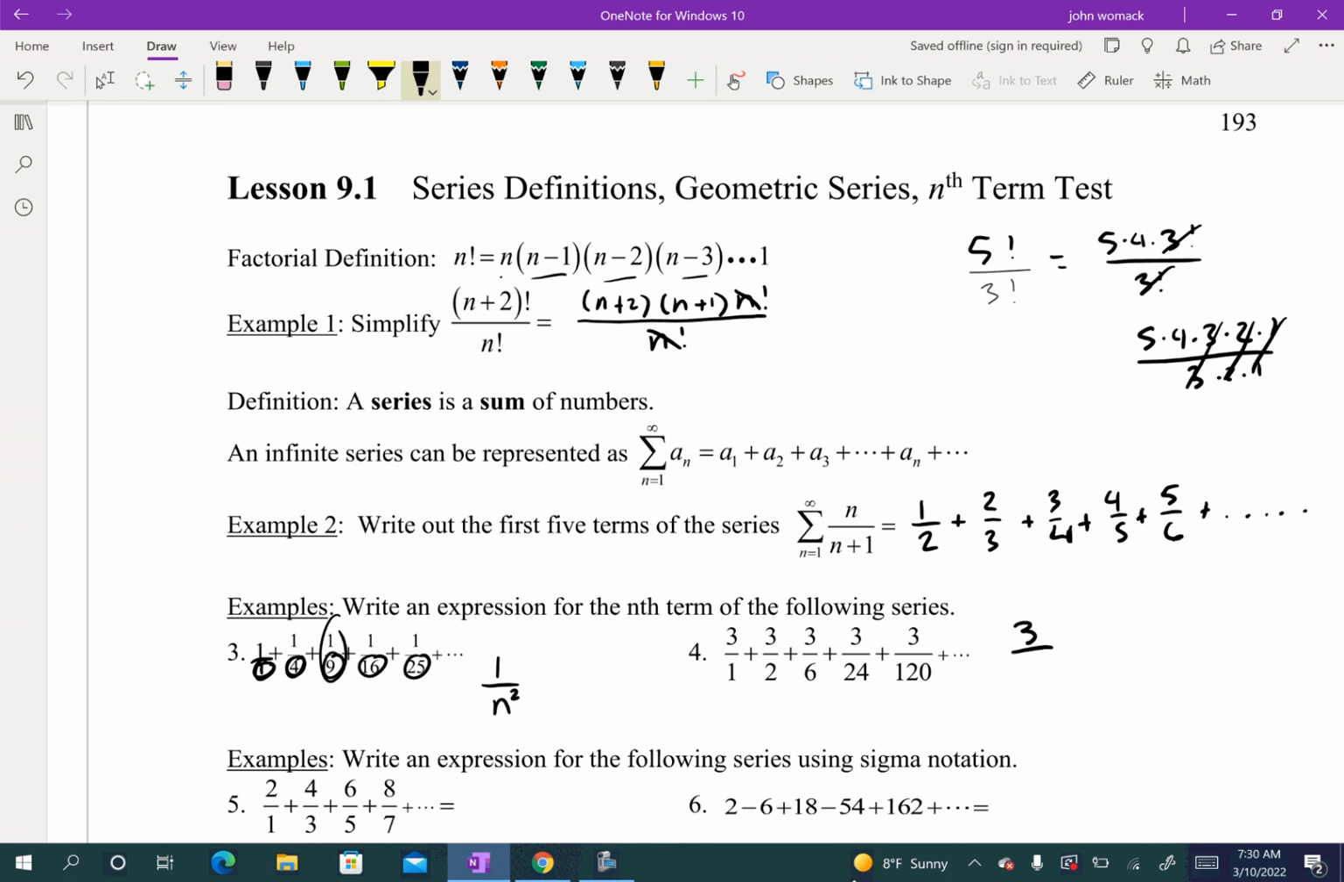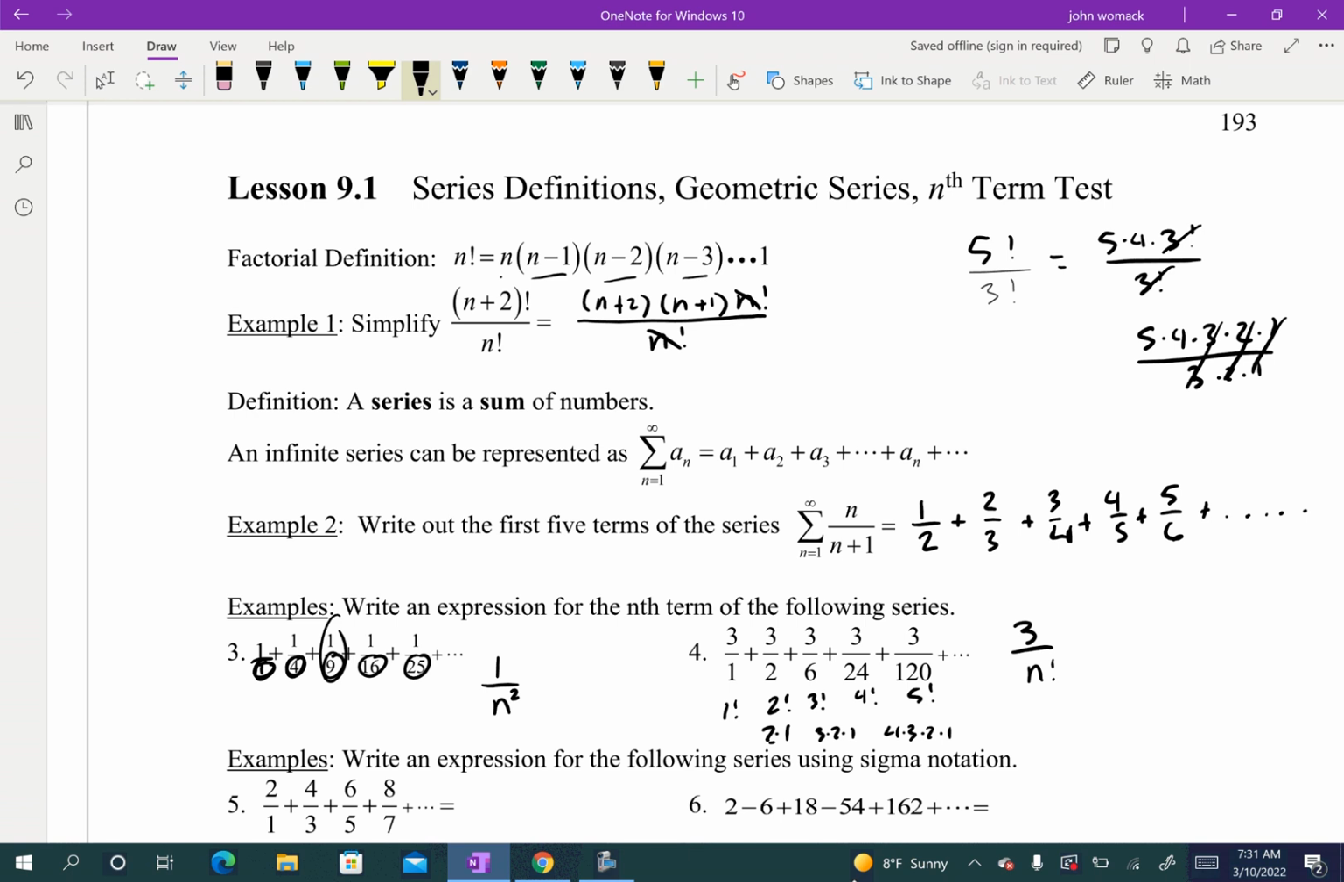So if you look at this, this is actually 1 factorial. This is 2 factorial. Remember, 2 factorial is 2 times 1. This is 3 factorial, 3 times 2 times 1. This one is 4 factorial, 4 times 3 times 2 times 1. And then this one is 5 factorial. So that's a little bit tricky, but our expression for the nth term is actually going to be 3 over n factorial. Okay, that's what it comes out to.